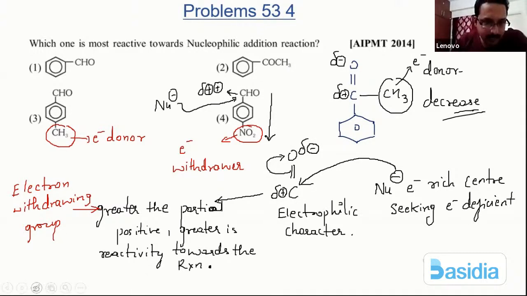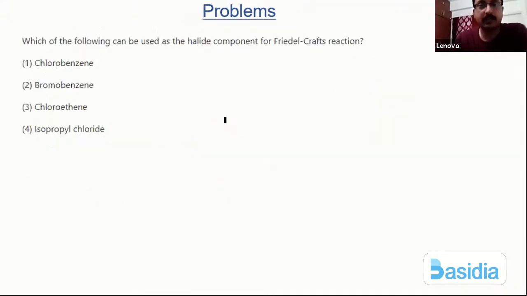According to the concept we have just learned, what should be the perfect answer? The perfect answer has to be the fourth one. Which one is the most reactive towards the nucleophilic addition reaction? A molecule bearing an electron withdrawing group has to be more reactive. Okay, right. Let us go for the next one.